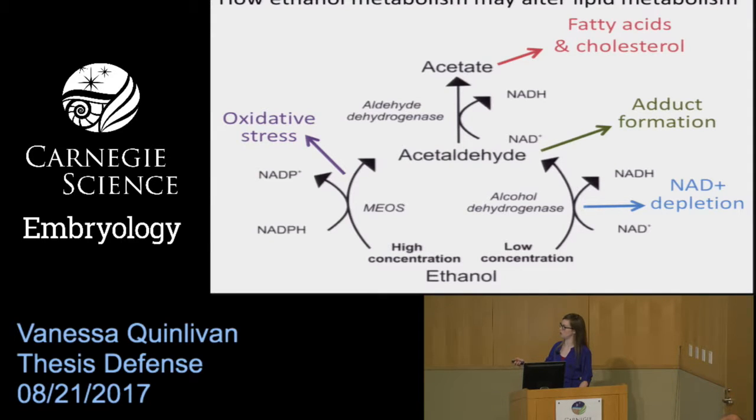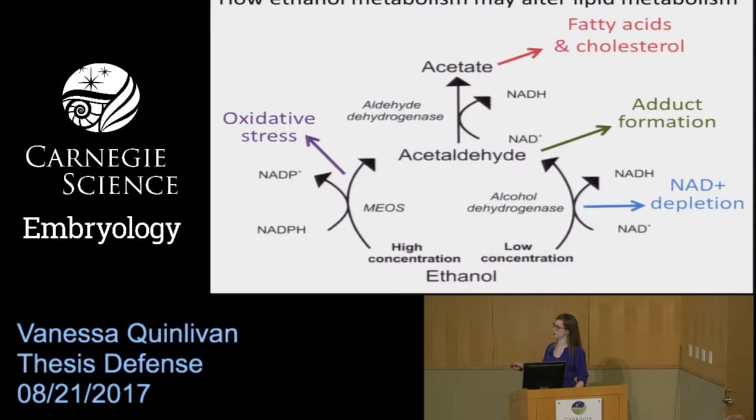This is also called the CYP2E1 pathway. And this is a molecule that actually metabolizes a lot of different things, not just ethanol. But it does take over metabolizing ethanol when ADH is overloaded, and this pathway generates a lot of oxidative stress. It also converts ethanol to acetaldehyde that has to be converted to acetate.